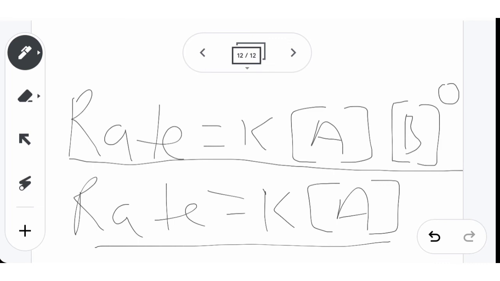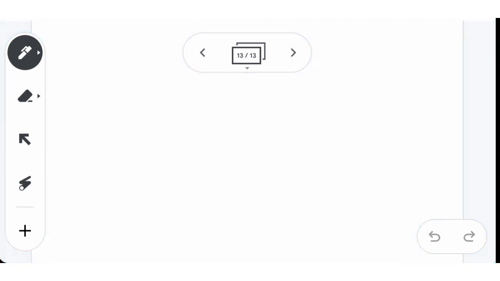Now the second part was asking us to calculate the overall order of the reaction. So for the overall order, we have to just add the exponents. So we know that here there's 1, so it will be 1 plus 0. The overall order will be equal to 1 plus 0, which is equal to 1. So the overall order of this reaction is 1.